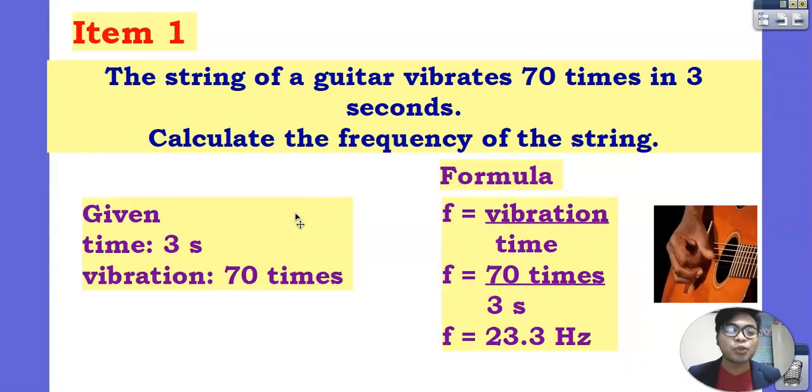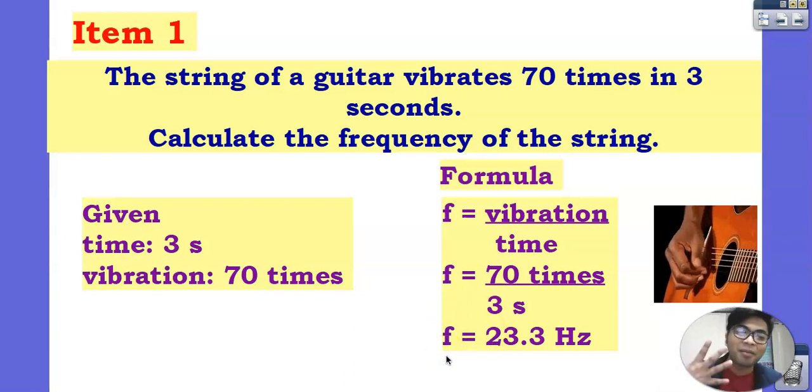The answer is 23.3 hertz. Given here is the time, just 3 seconds, and vibration at 70 times. So the formula is vibration divided by time. 70 times divided by 3 seconds, and that will give us a value of 23.3 hertz. So 1 mark for the given, 1 mark for the formula, 1 mark for the working here, and 1 mark for the correct answer with unit. You get it correctly? That's 4 marks.